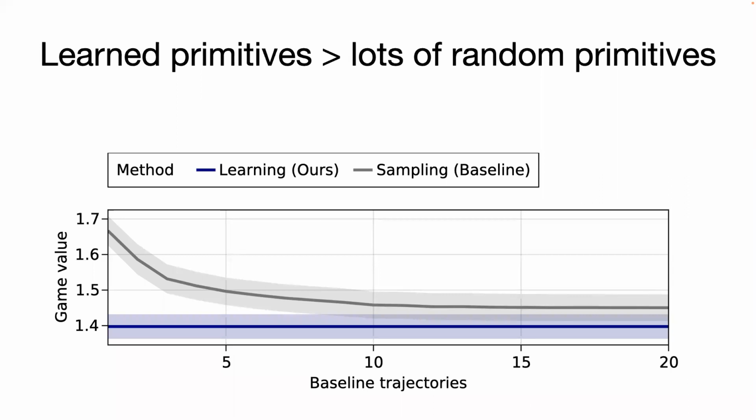So here what I'm showing is just game value with respect to the number of randomly sampled trajectories. In our case, we just learned two. That's why it's just a constant here. There's some uncertainty coming from the Monte Carlo sampling of just trying this a bunch of times for different initial conditions. And then the gray is showing what happens when we play with random samples. So basically, learning really is pretty efficient.